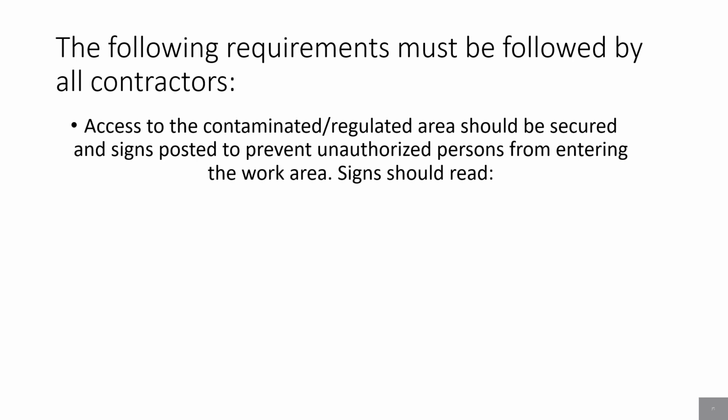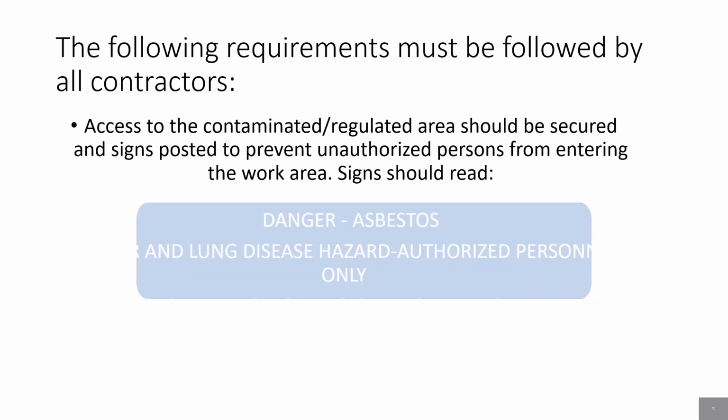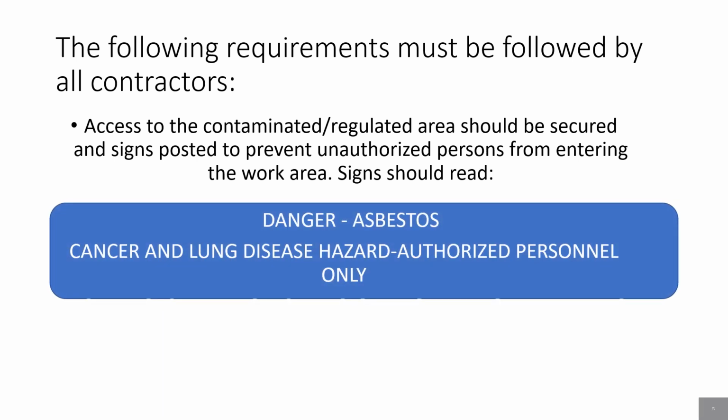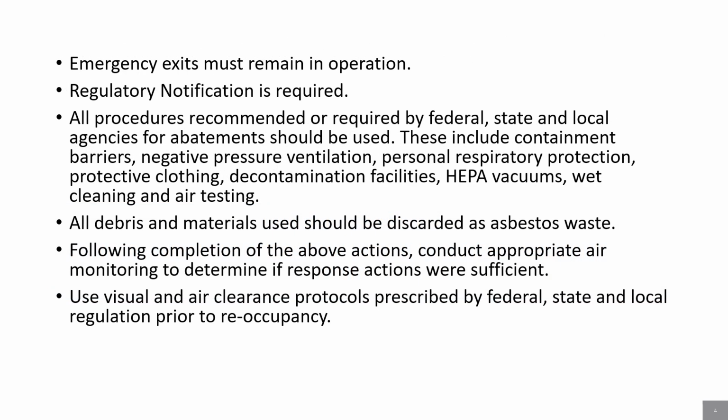The following requirements must be followed by all contractors. Access to the contaminated or regulated area should be secured and signs posted to prevent unauthorized persons from entering the work area. Signs should read Danger Asbestos, Cancer and Lung Disease Hazard, Authorized Personnel Only. Respirators and protective clothing are required in this area. Emergency exits must remain in operation.